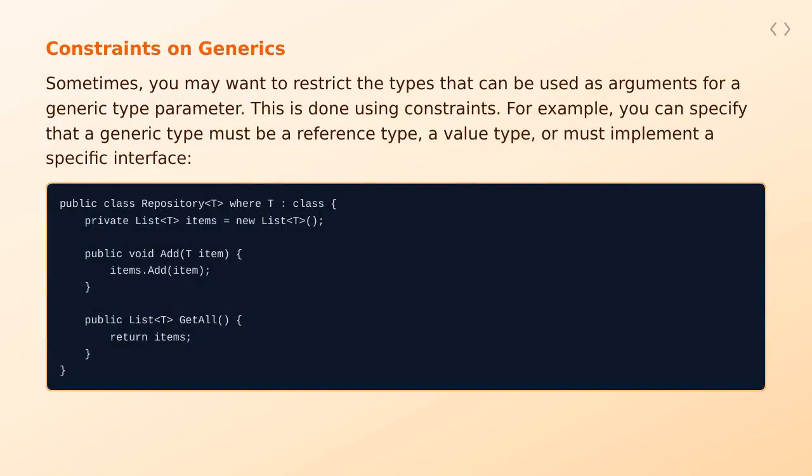Next, constraints on generics. Sometimes you may want to restrict the types that can be used as arguments for a generic type parameter. This is done using constraints. For example, you can specify that a generic type must be a reference type, a value type, or must implement a specific interface. This slide introduces a class definition. Study the structure in the code sample.